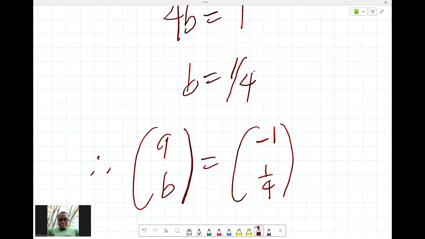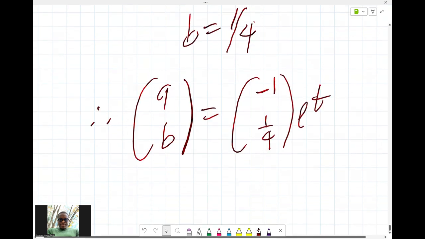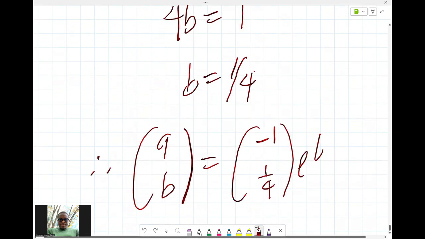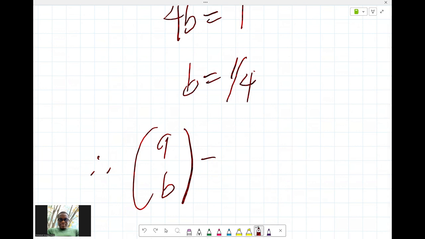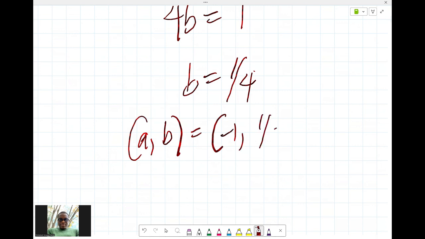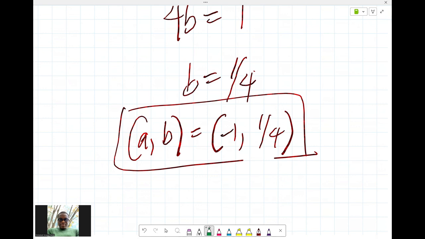e raised power t now. That's where we started from. So we go back to this, which is like our xp. You remember, first of all, ab is equal to minus 1, 1 over 4. That's what we have got here now. So we can go back to where we're coming from.